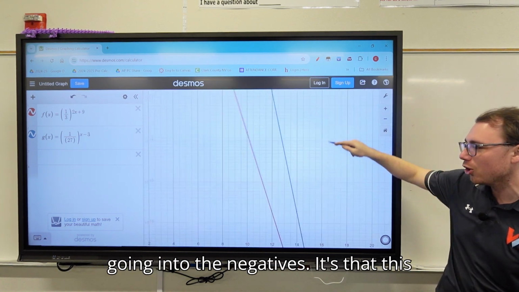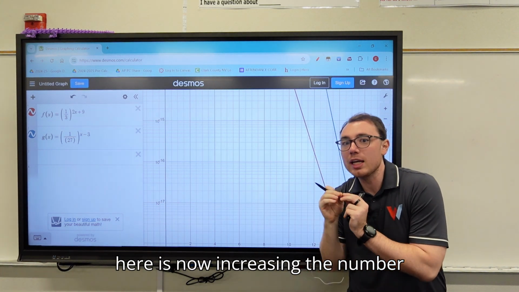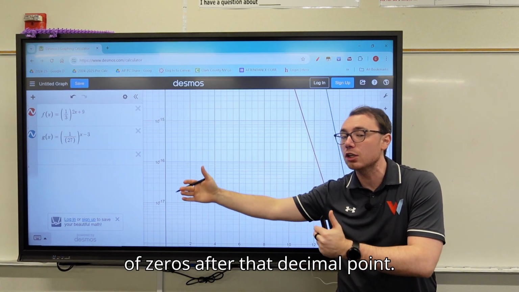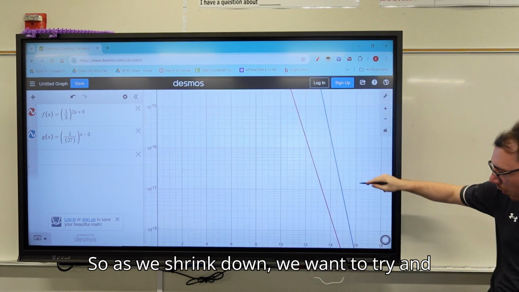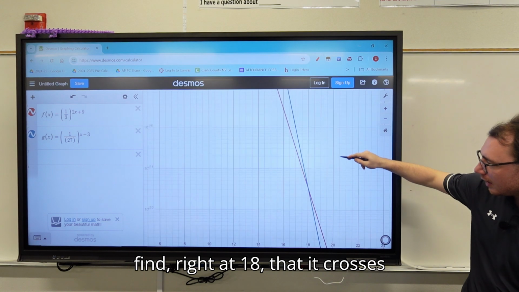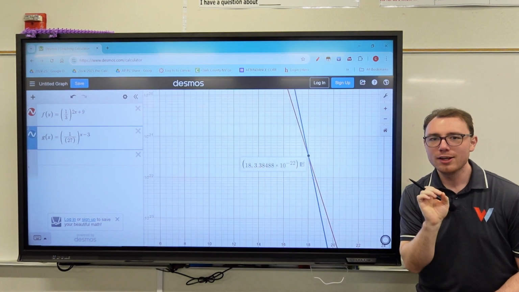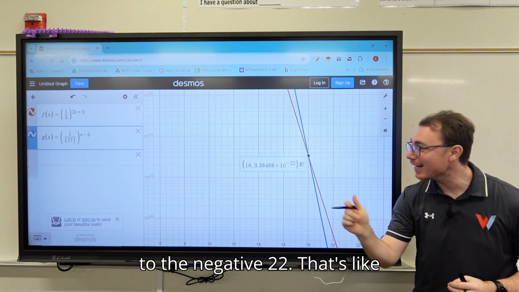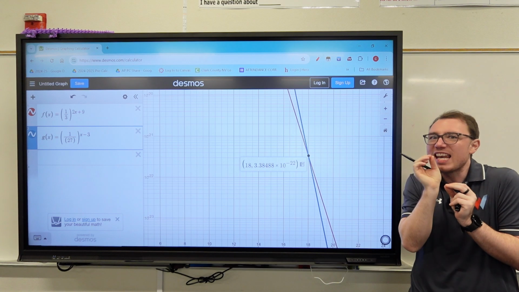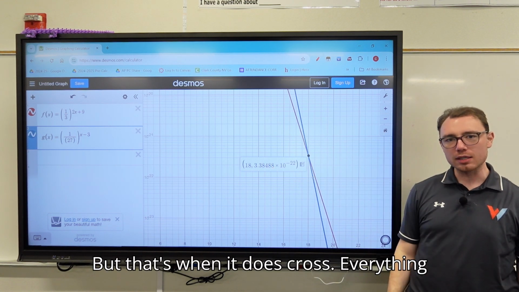It's not that we're going into the negatives. It's that this here is now increasing the number of zeros after that decimal point. So as we shrink down, we want to try and find right at 18 that it crosses here at 3.38 times 10 to the negative 22. That's like nanometer small, incredibly small. But that's when it does cross.